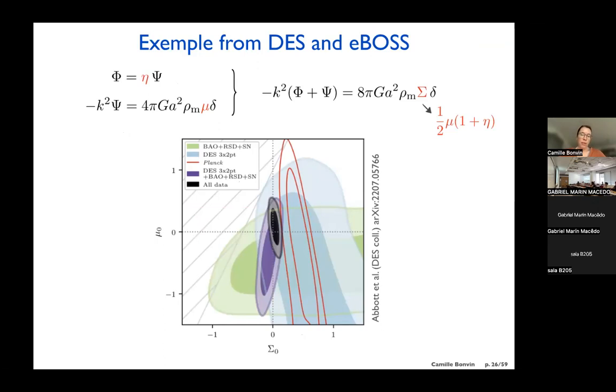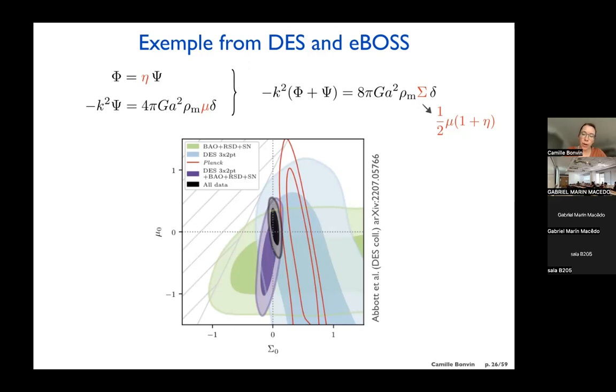So this parametrization comes from the combination of the Poisson equation and the anisotropic stress, which allows us to write the sum of the two metric potentials in terms of the density, and the relation between the two is governed by this capital sigma, which is just 1/2 mu (1 plus eta). And so the way people have done the constraints so far is the following.